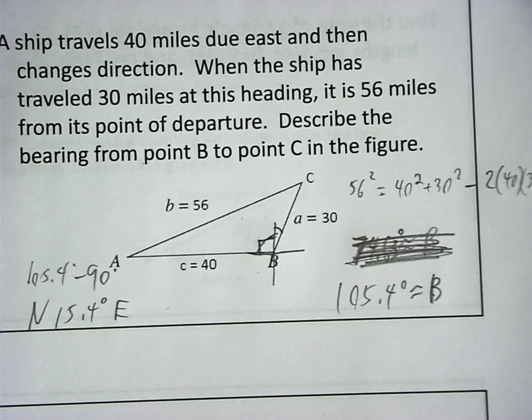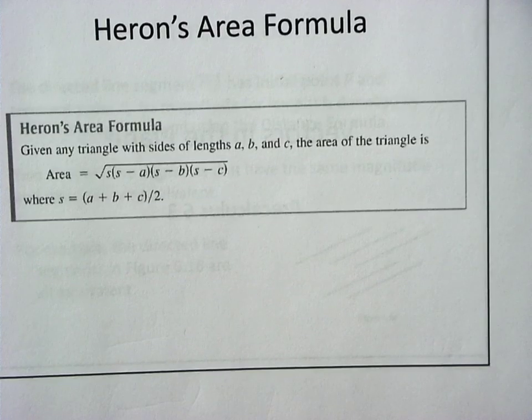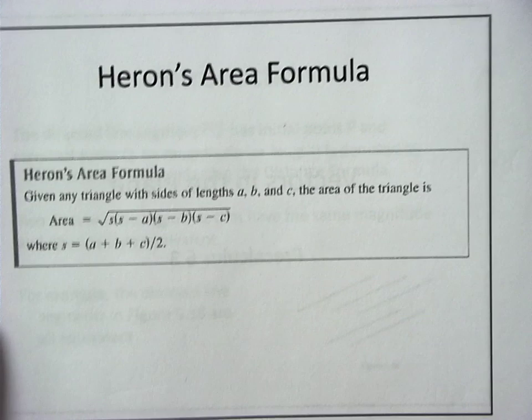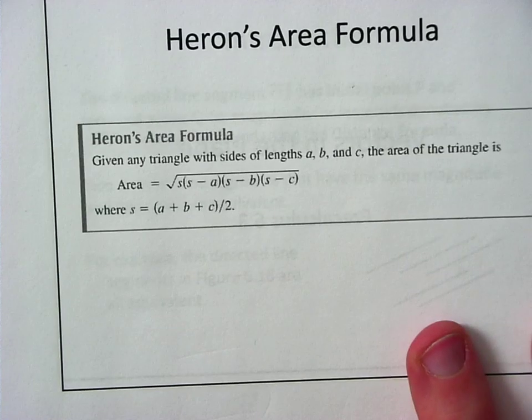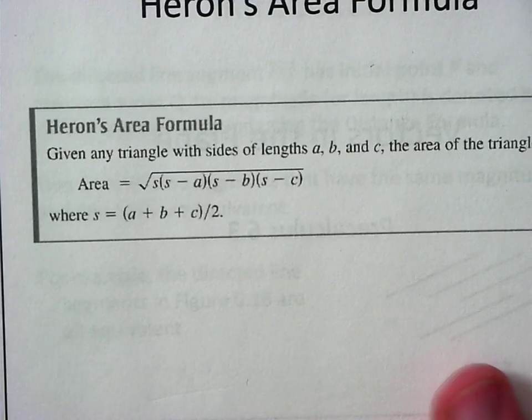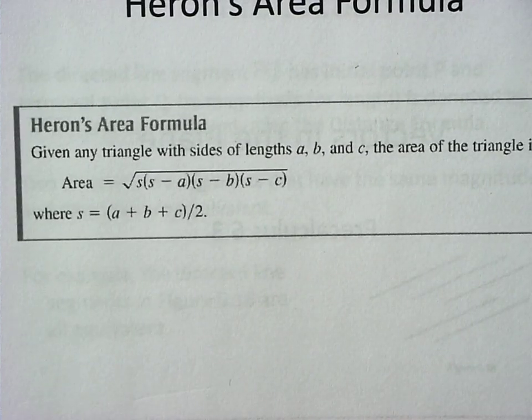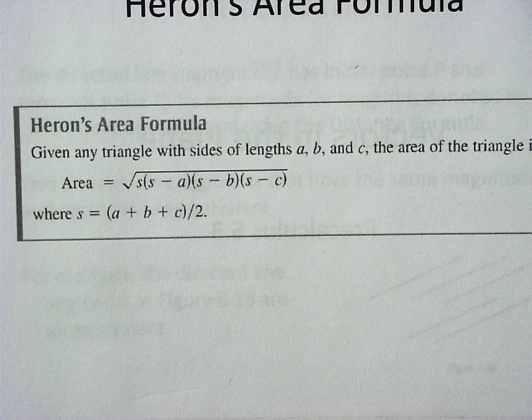One more thing. We have another area formula. This is Heron's area formula. It actually has two parts to it, because you first must find this S value. S is what you get when you take the sum of the three known sides of a triangle divided by 2. Then you take the square root of that S value times the difference of each side compared to it.